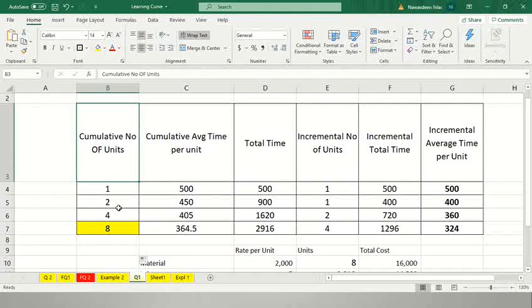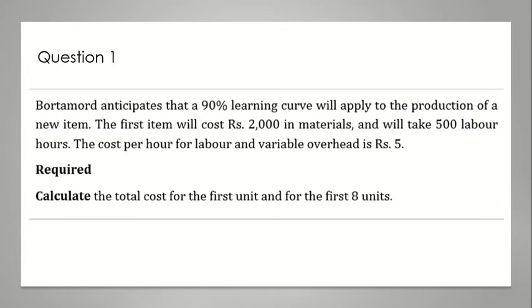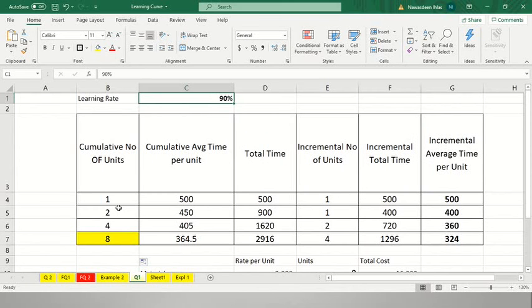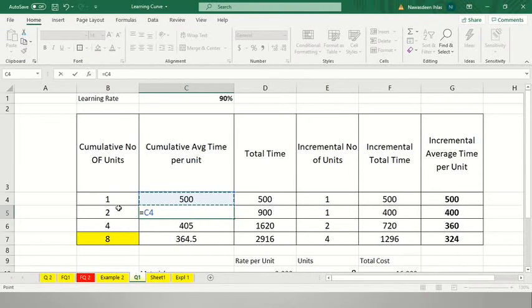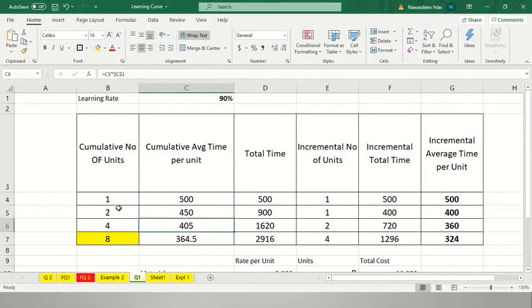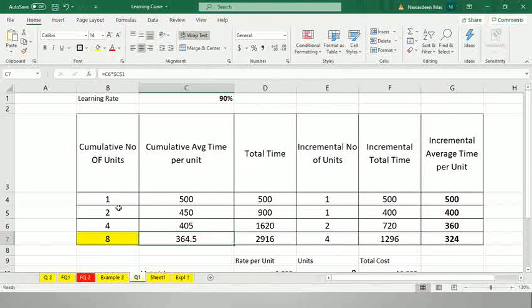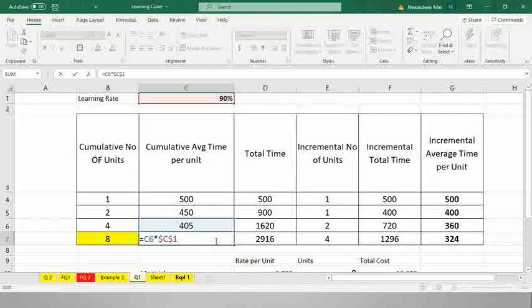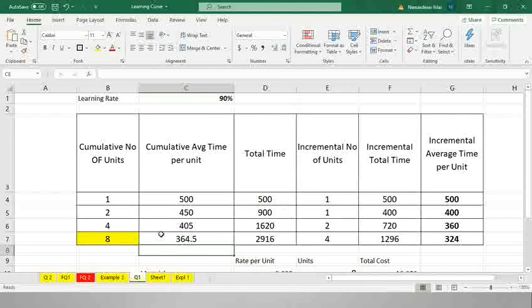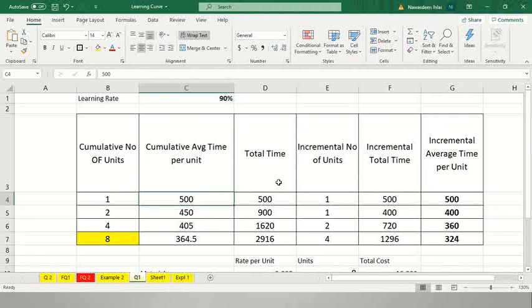Okay, so when we are producing the first unit, we need 500 hours per unit. The learning rate is 90%. In the tabular approach, when the output is getting doubled, our cumulative average time will be reduced by a constant percentage, 90%. In the previous scenario also it is reduced by 90%. Likewise, this is also computed. You can see the average time is reduced, right? Then we can find the total time.